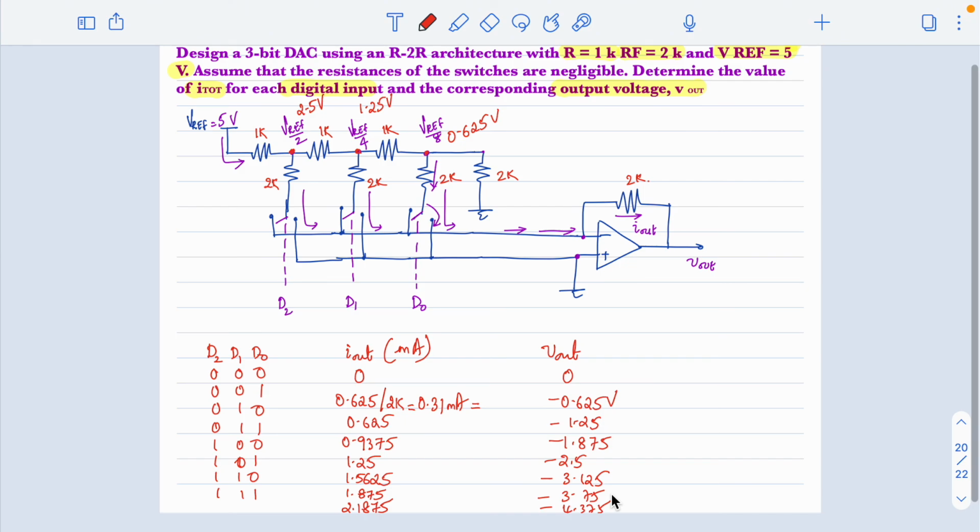So this is all about the 3-bit R2R ladder DAC. We'll continue with the R2R ladder DAC. We'll also see the mismatch errors in this, and what the solution for that is. The rest of the things we will see in the next class. So if you have any questions here, then please do let me know.